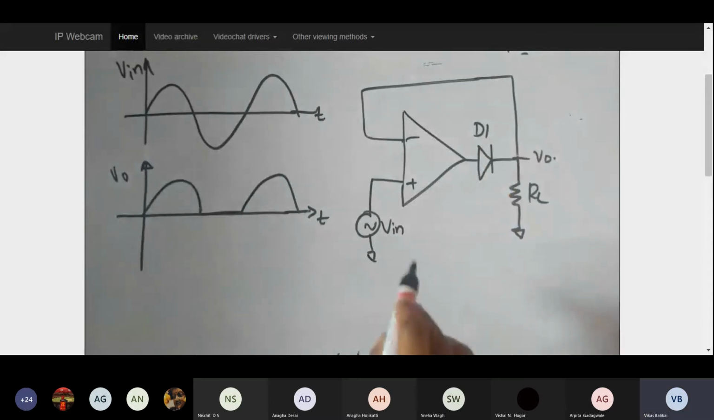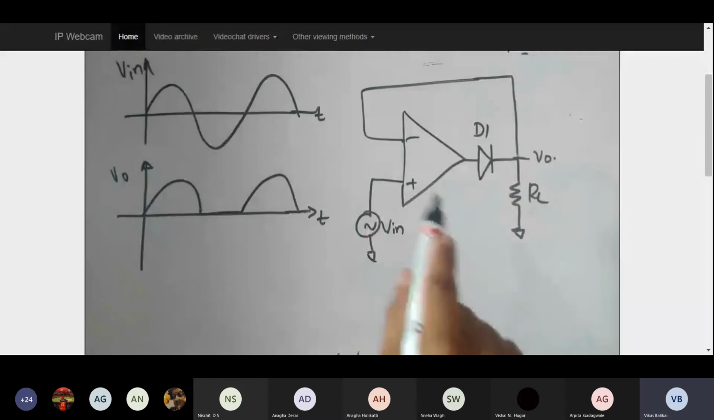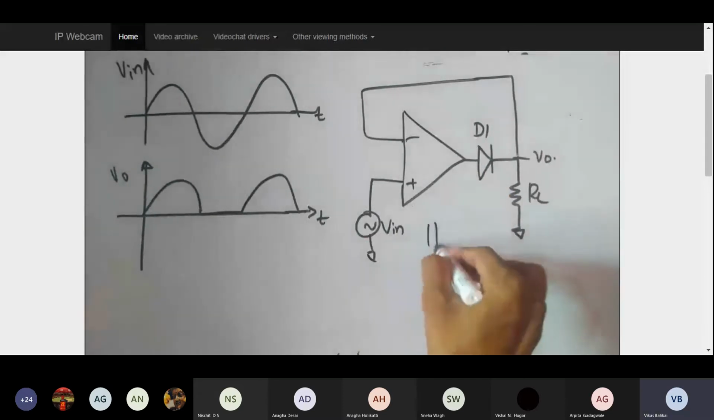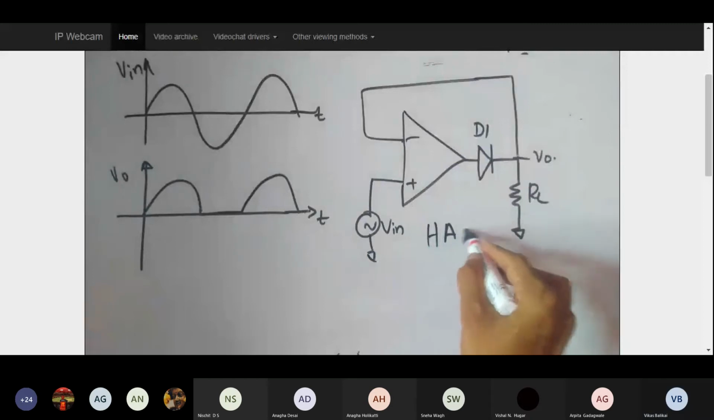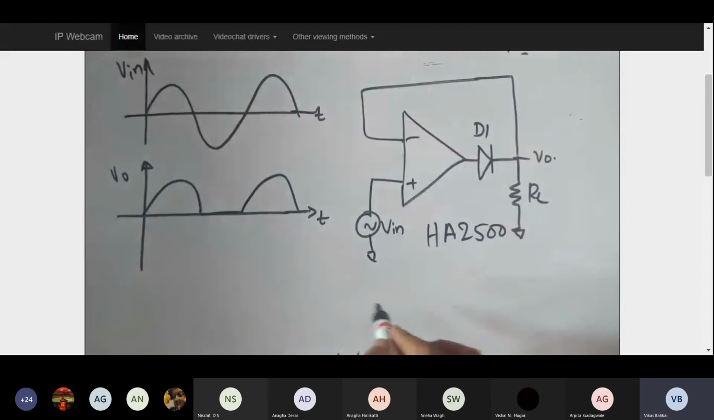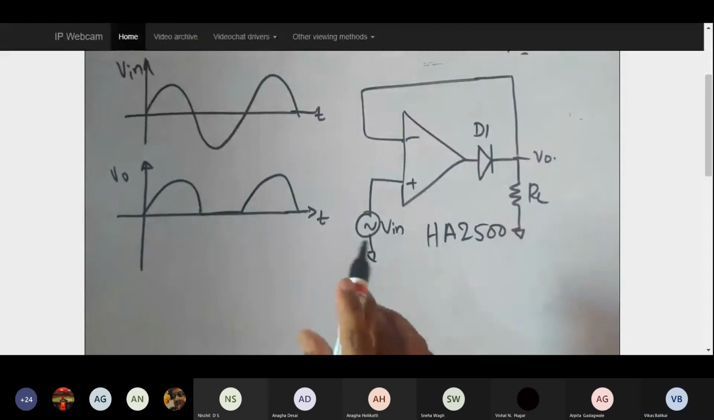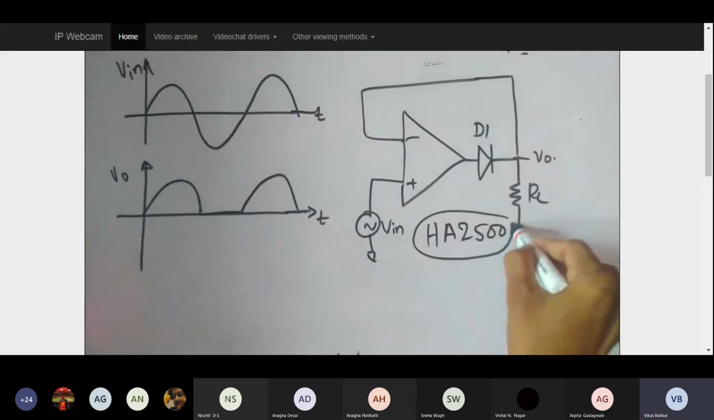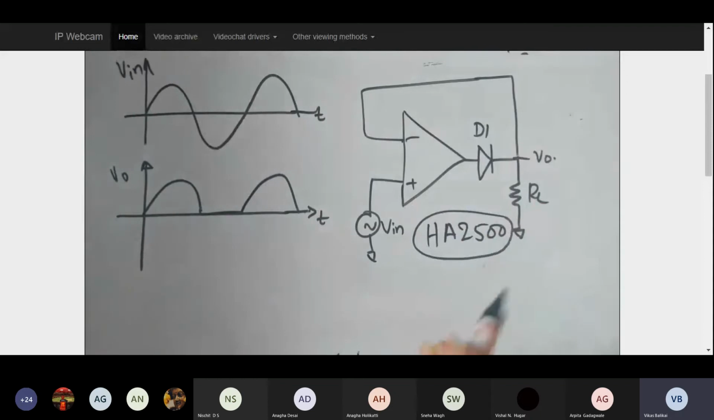So this is the op amp. The name of this op amp is HA2500. This is not μA741. So this is a high speed op amp which has the capacity to sense the smallest of the smallest signals, in terms of microvolts, or maybe even nanovolts.